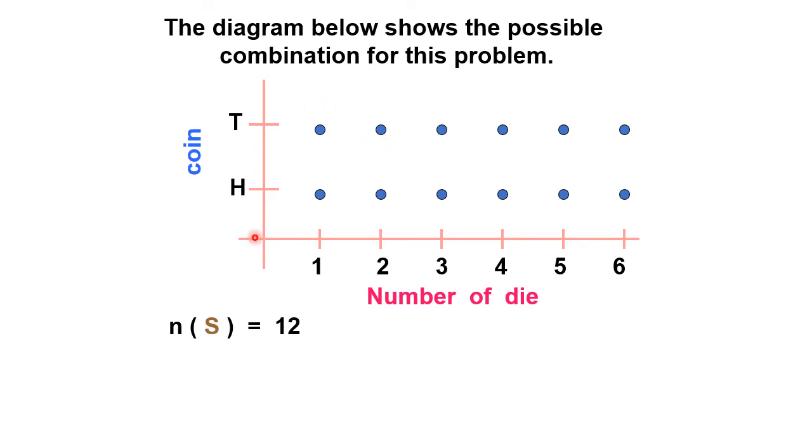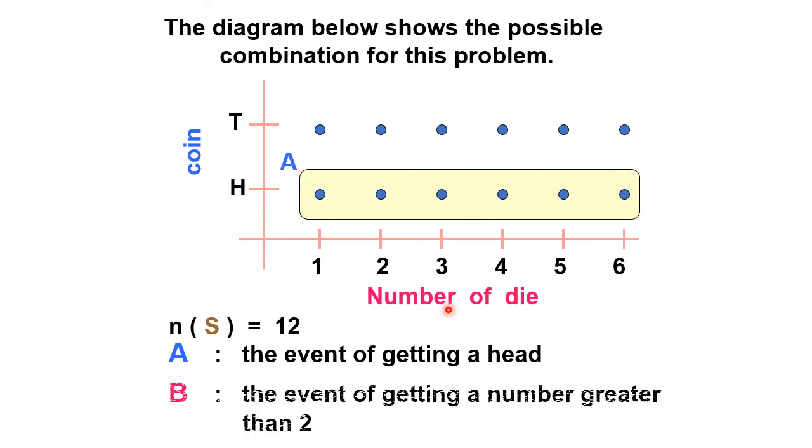So n(S), the total outcome, n(S) is 12, and then we know event A is to get a head. So head here we have 6, right? So n(S) is 12, n(A) is 6, and event B is to get a number greater than 2. So remember, greater than 2 means more than 2. Okay, no, 2 is not included. So we start from 3. So this is for event B. Okay, so we already shaded using the squares here, the yellow one for event A and the purple one here for event B, and in between you notice the intersection between these two events.